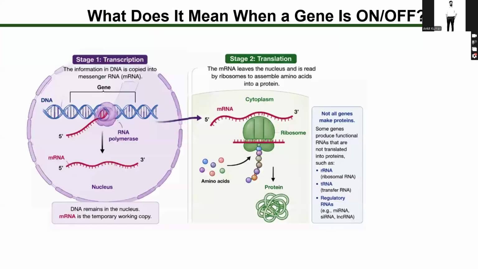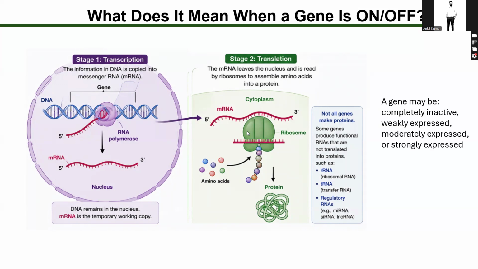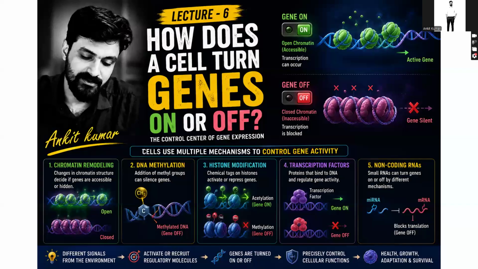Now coming to the next thing: what does it mean when a gene is on and off? As I have told you, if a gene is turned on, then it will get transcribed into mRNA, and finally it will get translocated to the ribosome for the formation of the corresponding protein. So a gene may be completely inactive, weakly expressed, moderately expressed, or strongly expressed. That is the importance of gene expression.